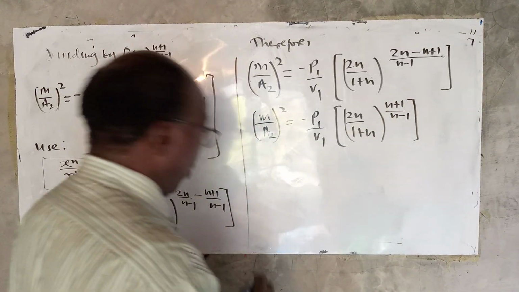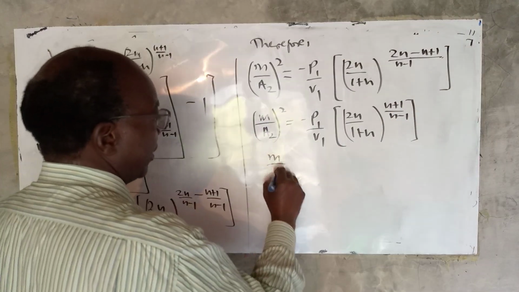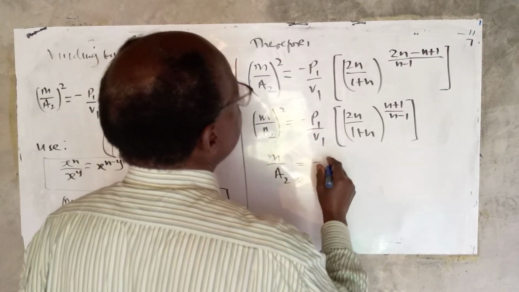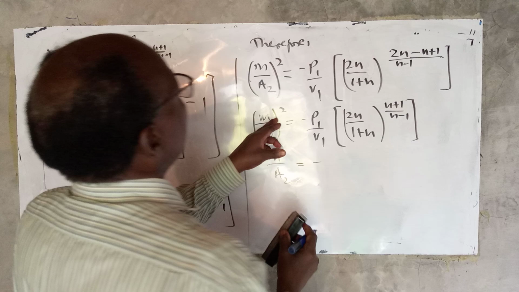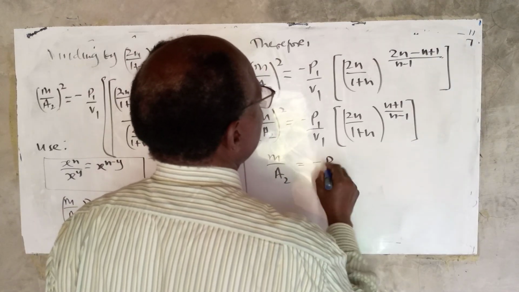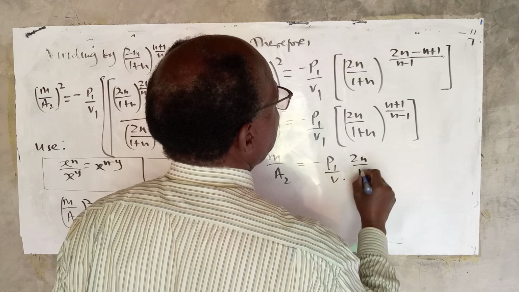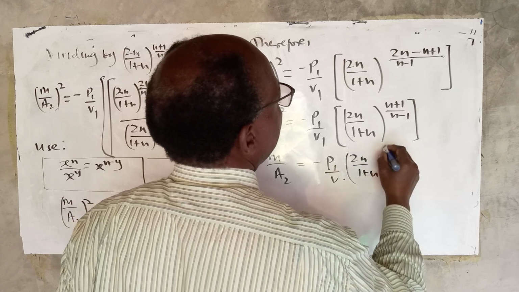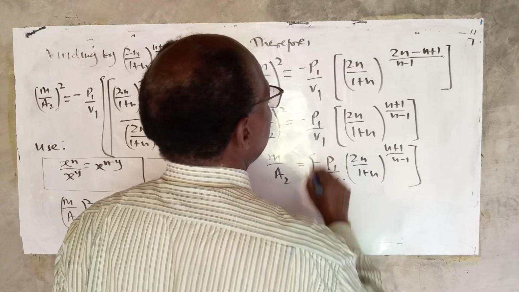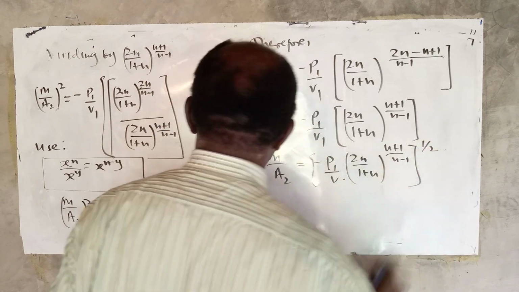And of course now if we remove the square root, then m over a2 will be plus, because now if we take the square root, minus p1 v1 into 2n over 1 plus n, into n plus 1 over n minus 1, take the square root of that.